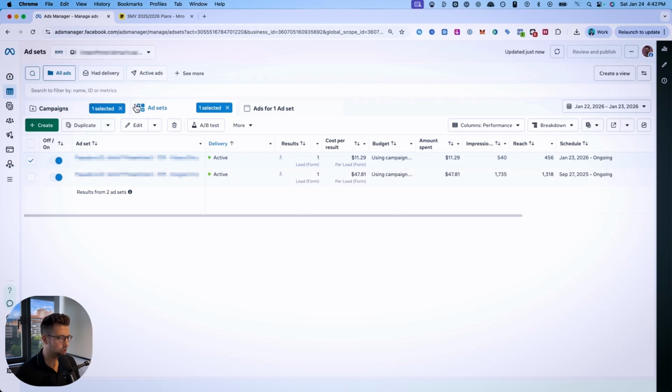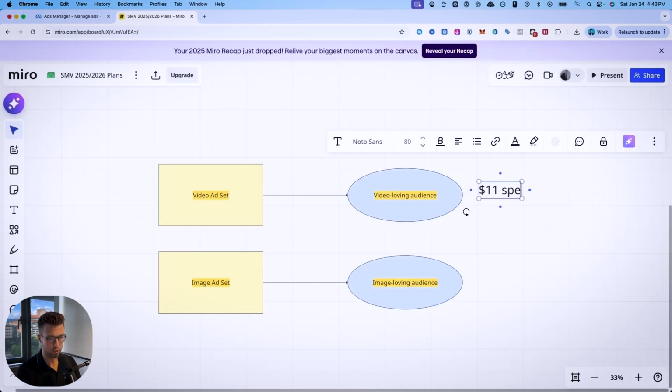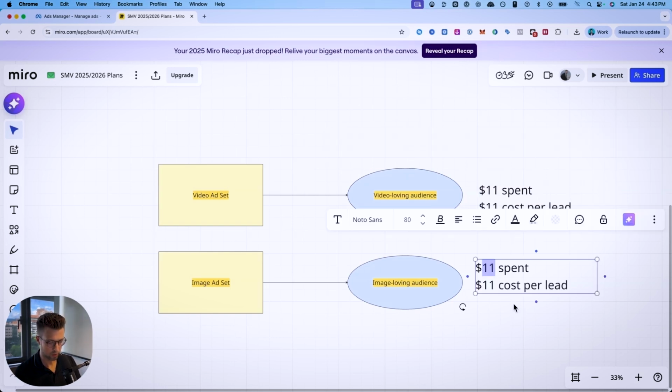Now, if we jump back to our dashboard here, we can see that there's only been $11 spent on the video ad set and $47 on the image ad set. So we have $11 spent, and we have also about $11 cost per lead. The math is easy since we only have one lead for each over this time period. And this will similarly be 48 spent and 48 cost per lead.